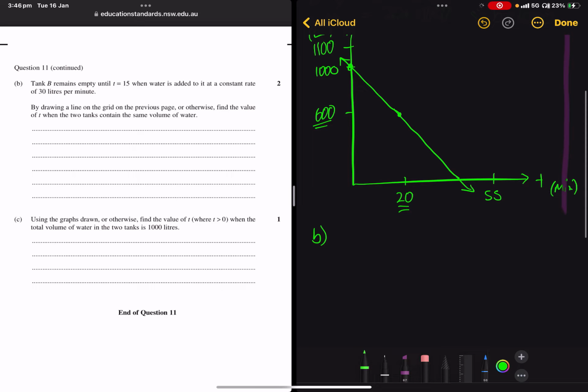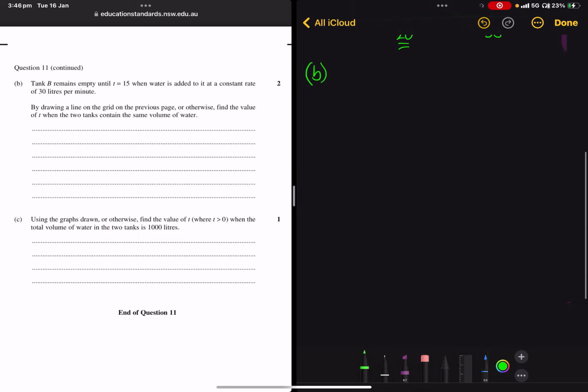For part B, we are told tank B remains empty until t equals 15 when water is added to it at a constant rate of 30 litres per minute. By drawing a line on the grid of the previous page or otherwise, find the value of t when the two tanks contain the same volume of water. So if you're going to do this, you're going to have to find the line that governs the volume of water in tank B.